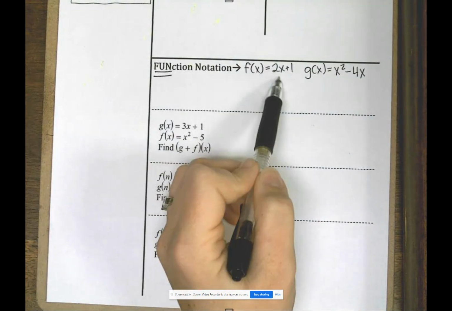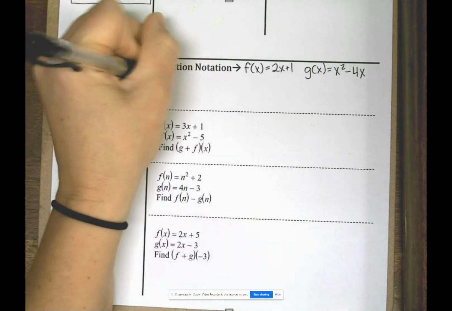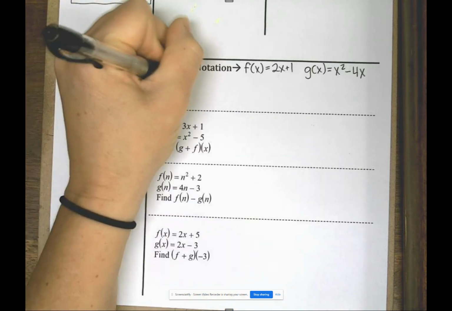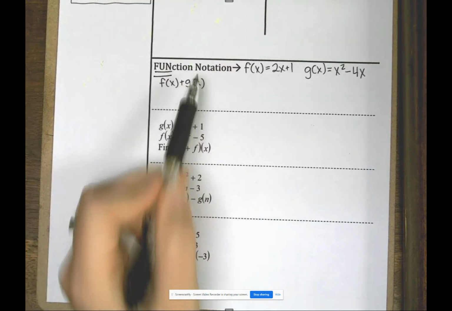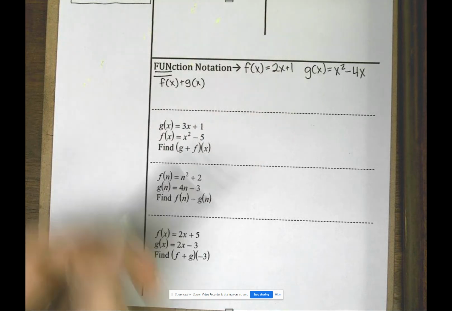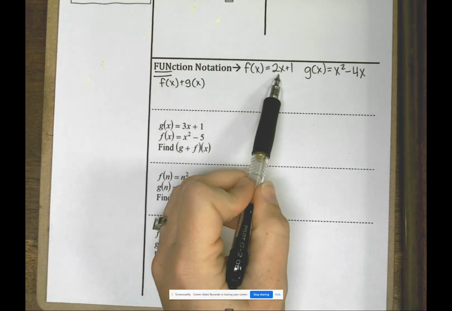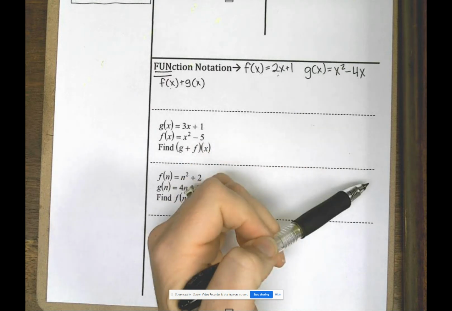We are going to add these two functions. However, you cannot add f of x plus g of x because these have no place in algebra. They don't mean anything to us. They don't follow any rules. But we can substitute their values in their place and then add our polynomials like normal.